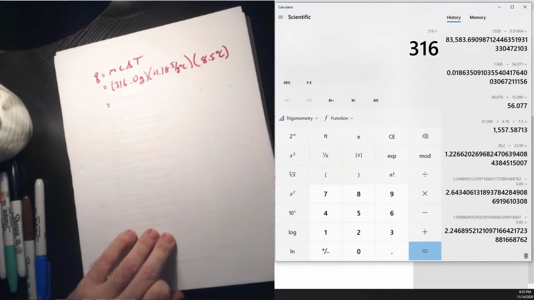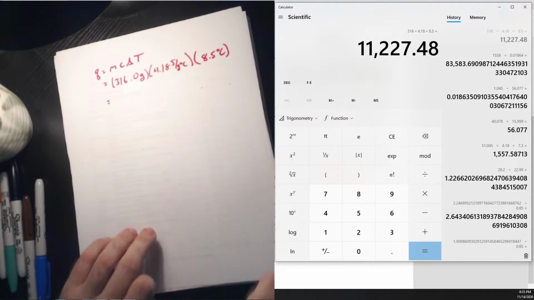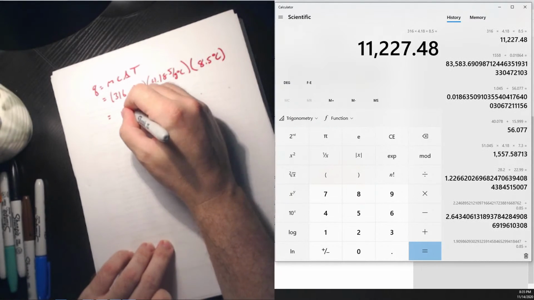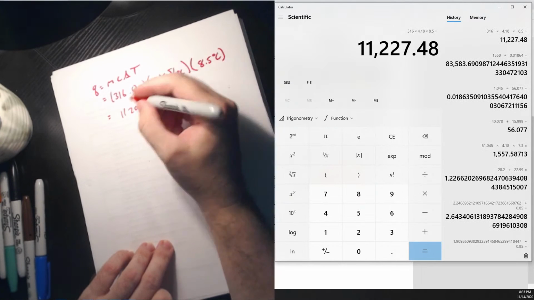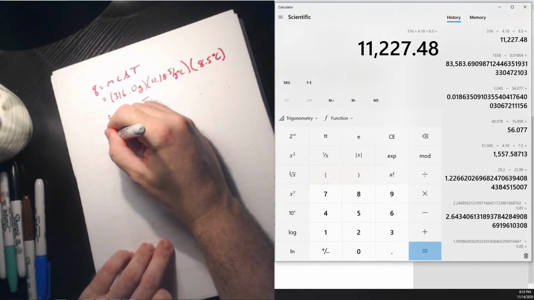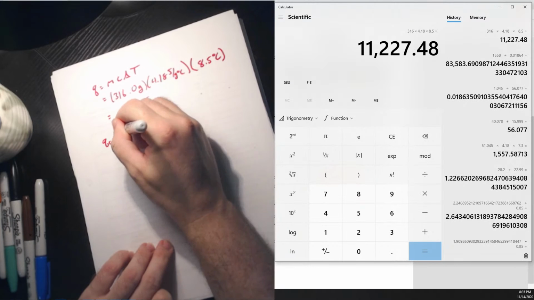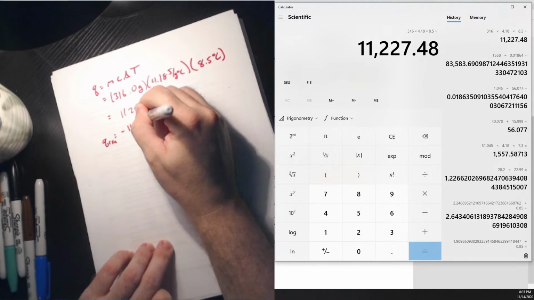$316 times 4.18 times 8.5. So we're looking at 11,200 joules going into the water. That's Q of the reaction is equal and opposite, negative 11,200 joules.